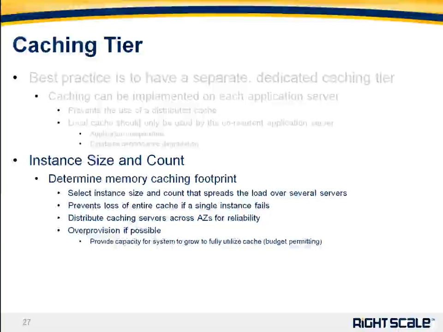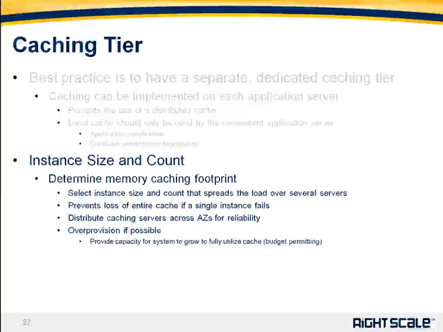The instance size and count. How big and how many should I use for my caching tier, right? Well, what we generally recommend is determine your overall application memory caching footprint. Let's say that it's going to be 30 gigabytes as an example. Well, that would be sufficient. You could use 4 or probably 5 M1 larges would suffice for your entire application, your entire caching tier.